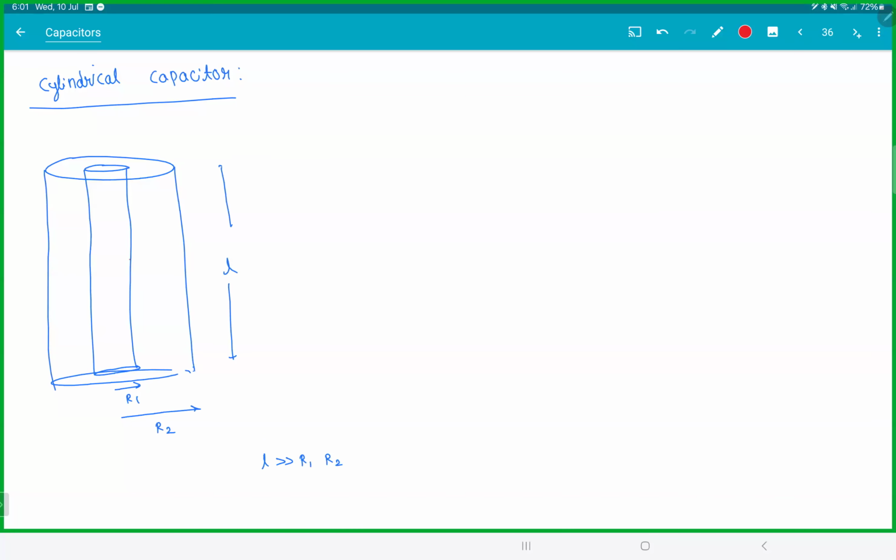Again, the same idea. We'll put a battery between the inside and outside, so we will get a charge density plus lambda on one and minus lambda on the other. The field between them is given by 2k lambda by r, for r between R1 and R2. V plus minus V minus is equal to minus integral of 2k lambda by r dr, with limits from R2 to R1. So we get the potential difference equal to 2k lambda ln R2 by R1.